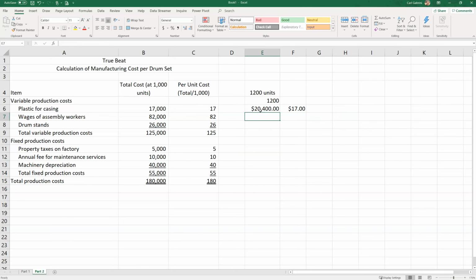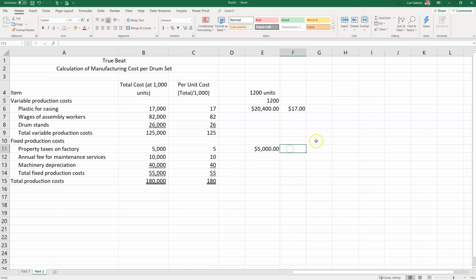Part 4 says, assume that 1,200 drum sets are produced in the next year. What do you predict will be the total cost of property taxes and the cost per unit of property taxes? Well, if they're not going to do anything to the factory that would cause property taxes to go up, the only thing that would increase property taxes is an increase in the property tax rate. But that has nothing to do with the production of drums. And so assuming that the property taxes don't change, it's still going to be $5,000. I'm going to set it as currency.